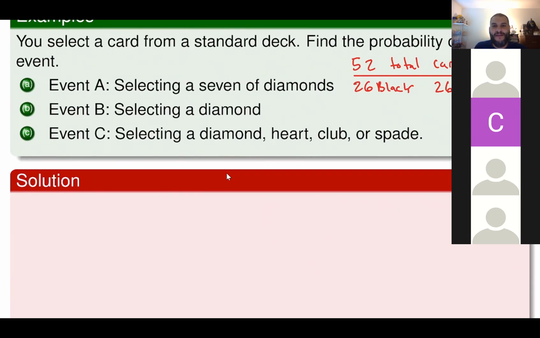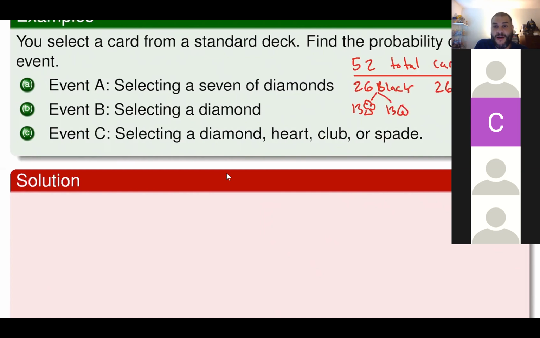Half of the black cards are going to be called spades. The other half are going to be called clovers. So we'll say 13 clovers, and then you have 13 spades.